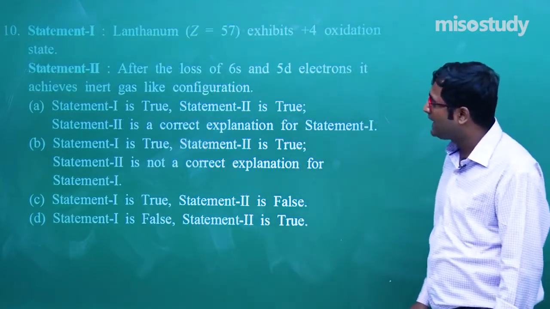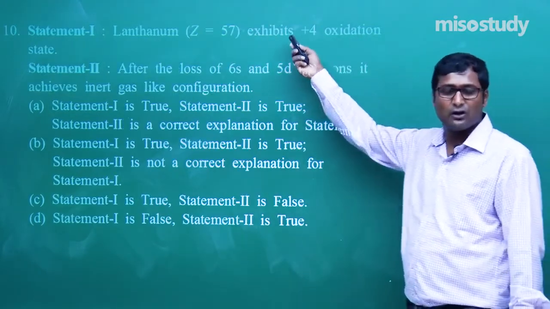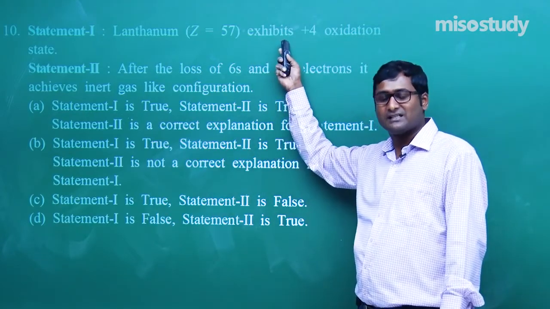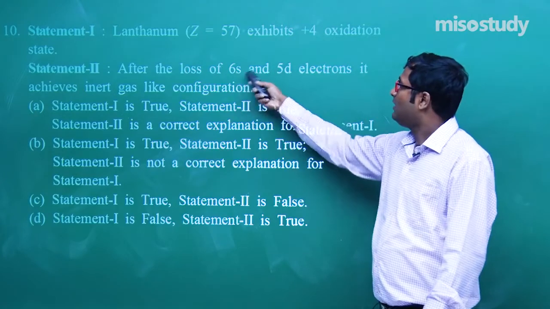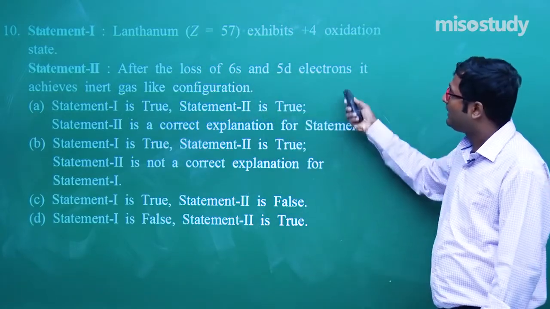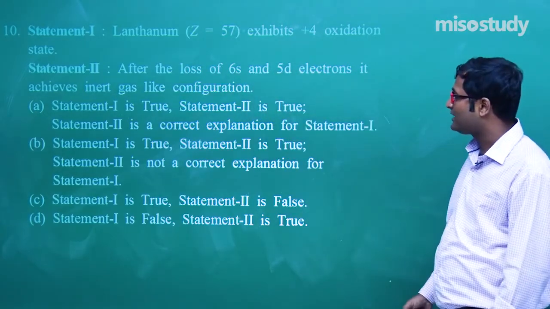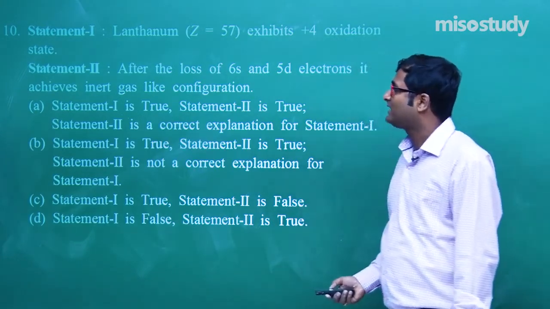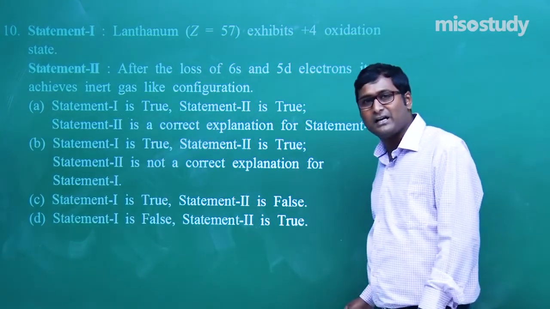For question number 10, as I told you, the general common oxidation state is +3 because the electronic configuration is xenon 5d1 6s2. Statement 2 is correct, statement 1 is false, so D is the correct option. I think now you can easily solve such kinds of questions.